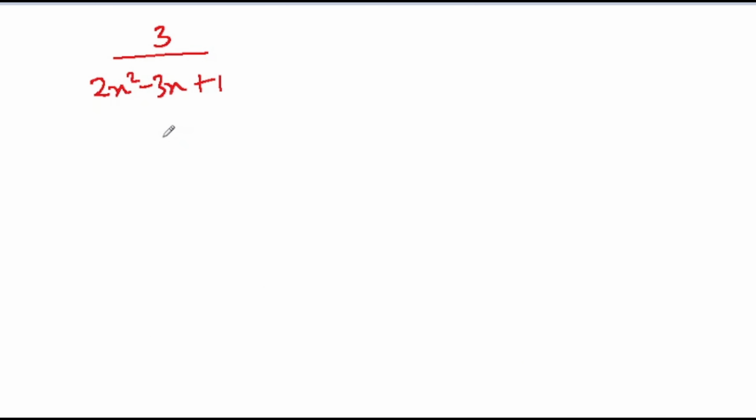The first step to take in this example is to factorize the denominator. So we are going to multiply the coefficient of x squared by 1, and that is going to give us 2. And the coefficient of x is negative 3. Okay, so we want to look for two numbers that will multiply together to give us 2. So 2 times 1 will give us 2. But if we add up these two numbers, it must give us negative 3. So it has to be negative 2, negative 1. So negative 2 times negative 1 will give us 2, and negative 2 and negative 1 will give us negative 3.